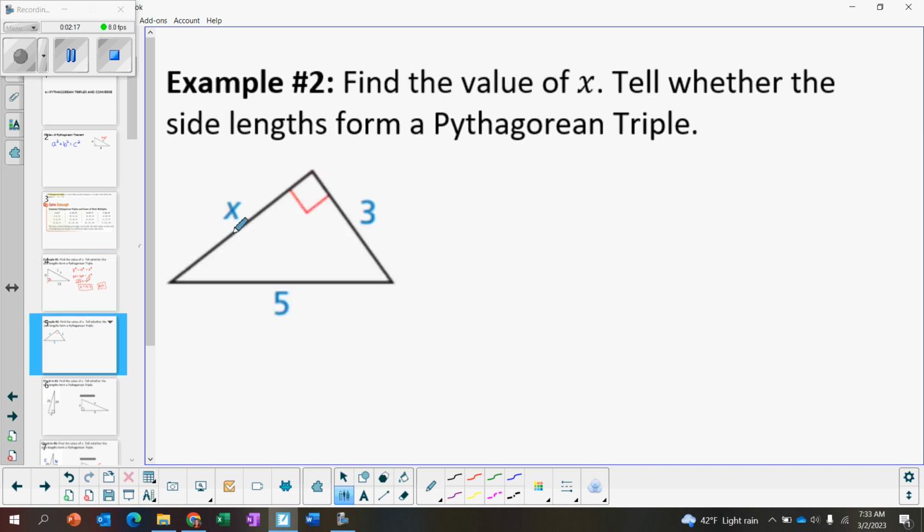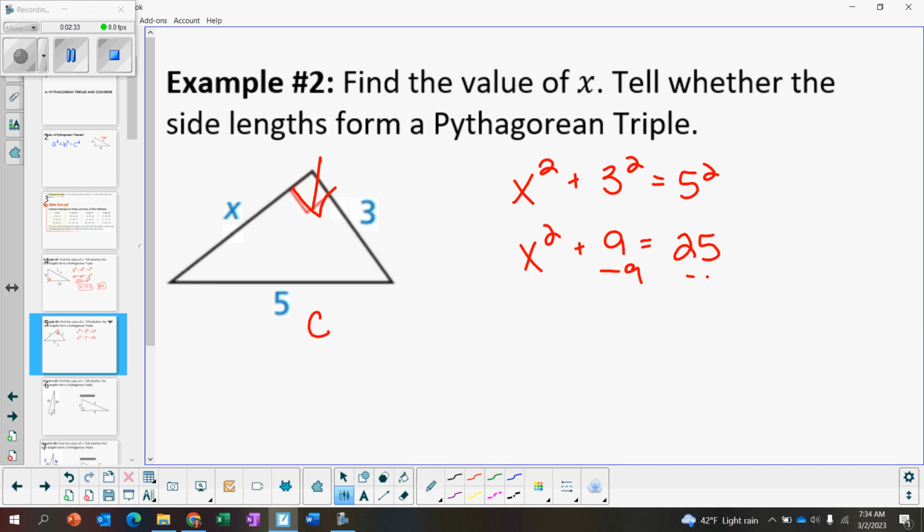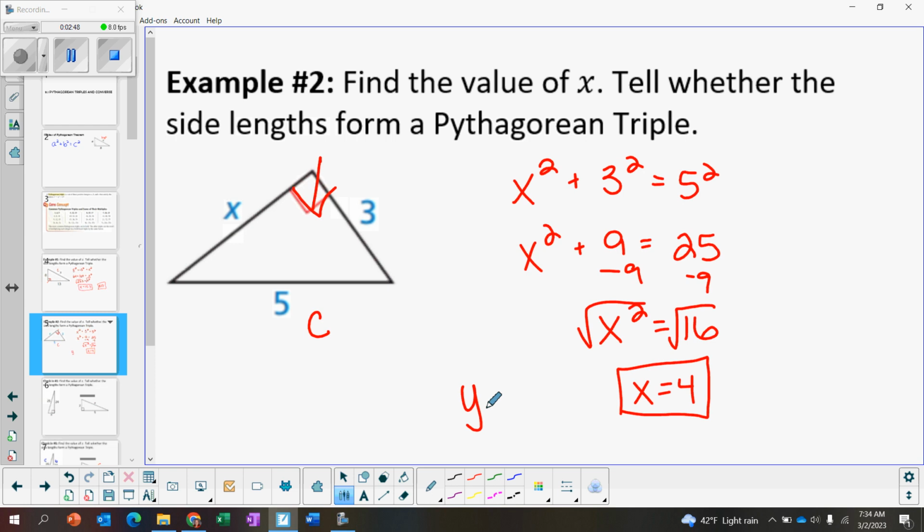All right, the next one. If I look at my right angle, across from it is C, so 5 is my C, and x and 3 are A and B. So x squared plus 3 squared equals 5 squared. That's x squared plus 9 equals 25. Subtract 9, and we get x squared is 16. When I take the square root, x is 4. So my sides were 3, 4, and 5. All three were whole numbers, so yes, that is a Pythagorean triple.